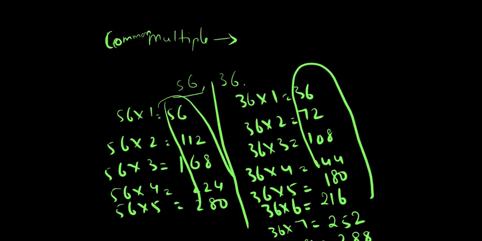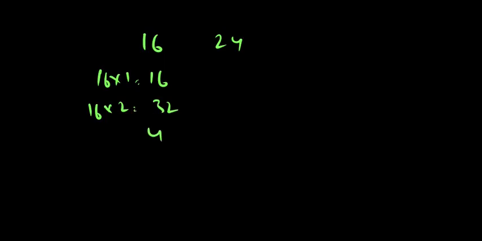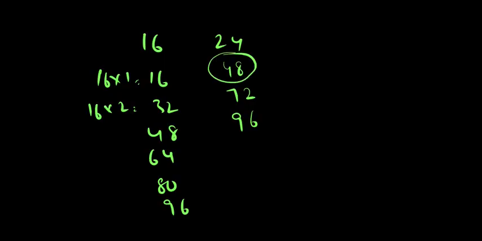Okay, let's take a simpler example: 16 and 24. 16 ones are 16. 16 twos are 32. 16 threes are 48. Fours are 64. Fives are 80. Sixes are 96. Now 24. 24 ones are 24. Twos are 48. Threes are 72. Fours are 96. See here, you have common multiples 48 and 96.